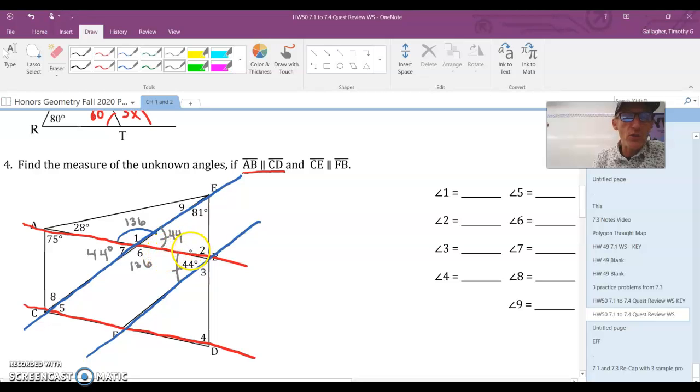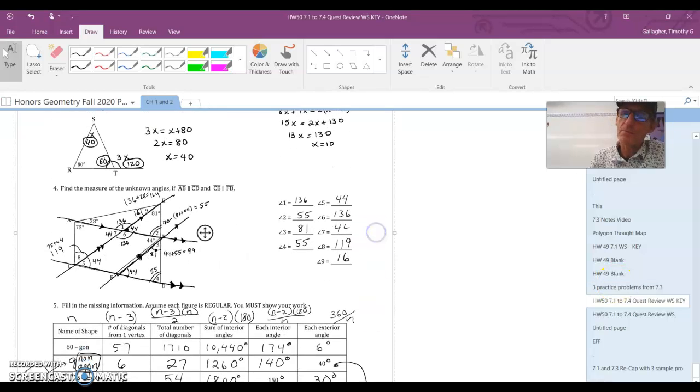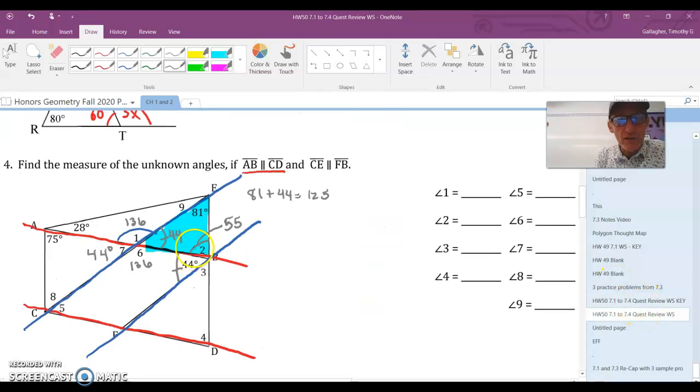Now, angle 2 we figure out using this triangle here. The way we figure out angle 2 is we add 81 and 44, and then we subtract 180 to get angle 2. So 81 plus 44 is 125. So angle 2 has to be 55. I hope I have 55 on the answer key. Let's see. Yep. Okay. So that's how I figure out angle 2.